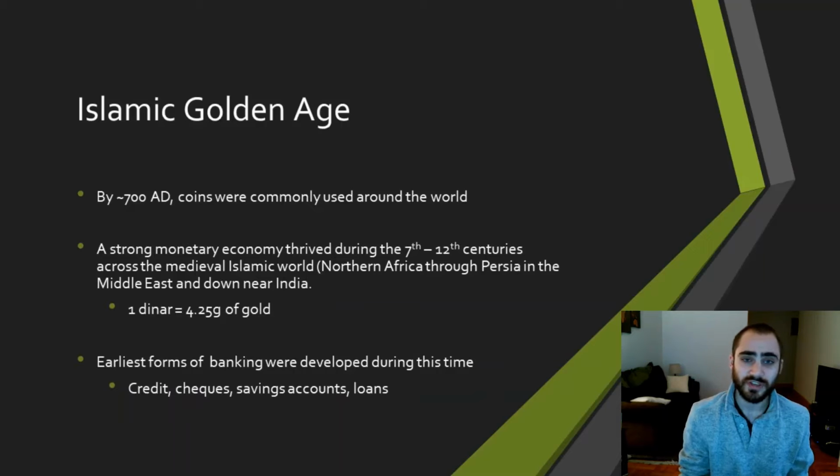Gold had been used as a currency prior to the Islamic Golden Age, but this is the first time where it was used at such a scale. The earliest forms of banking that we still use today were created during this time. Credit as a monetary concept, checks, places where you could save money similar to savings accounts, and loans began to be popularized during this period.